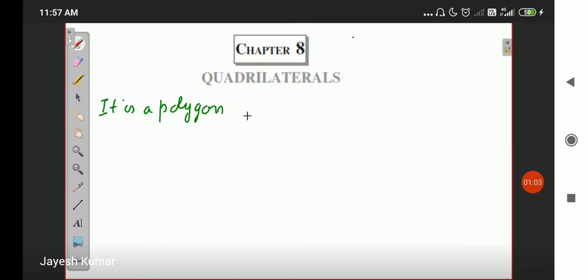Once again, all these definitions and statements, you can write them in your class copy. And all the questions of this chapter as well, because this is also a chapter from geometry, are to be done in your homework copy, including examples. So once again, what is a quadrilateral? A quadrilateral is a polygon with 4 sides.